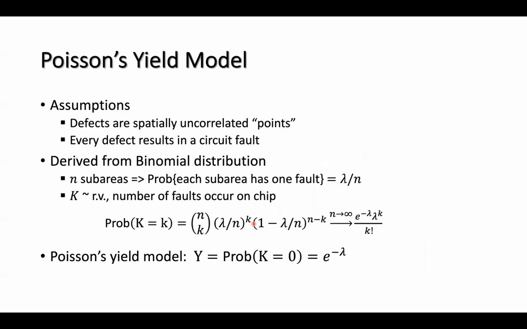The simplest model is Poisson's model. Poisson's model assumes the defects are spatially uncorrelated points, and every defect can result in a circuit failure.